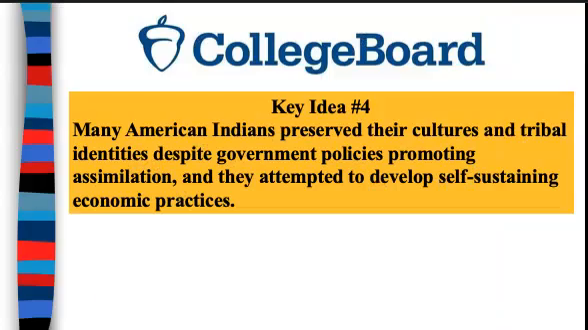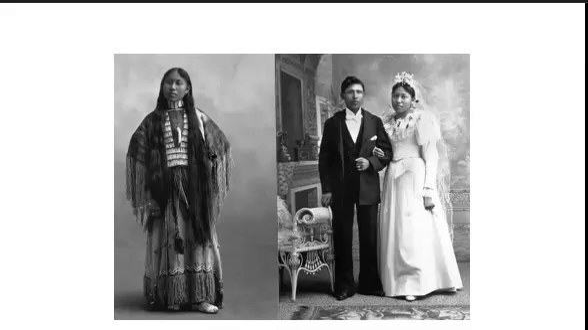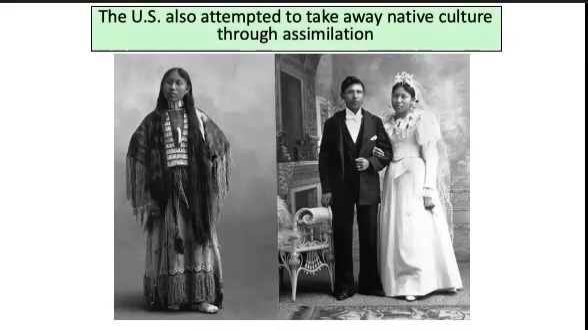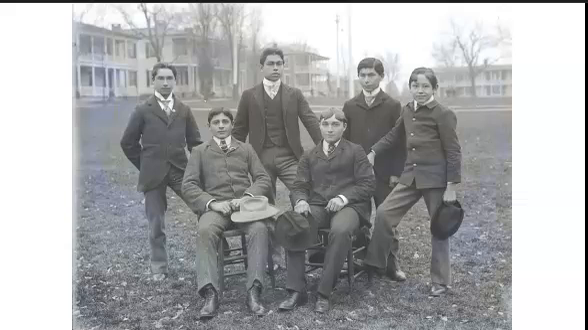Leading us finally to key idea number 4. Many American Indians preserved their cultures and tribal identities despite government policies promoting assimilation, and they attempted to develop self-sustaining economic practices. Now, the U.S. government had attempted to assimilate Native Americans and to make them more American and less Native American. And they attempted to take away their native culture through assimilation. We can see some of the examples of that by attempting to change the way they dressed, their customs for marriage, and even their education.